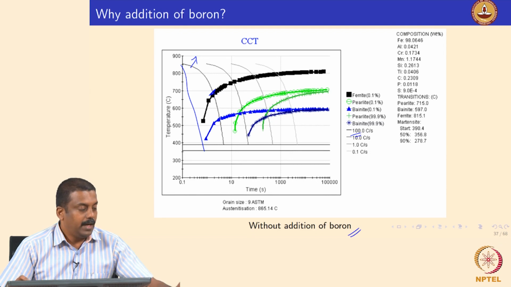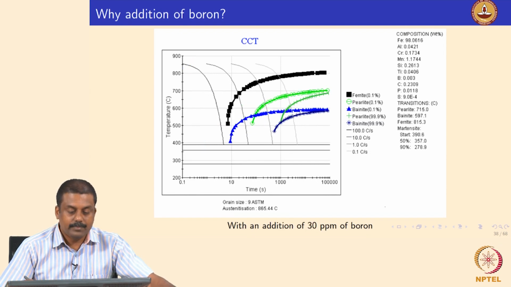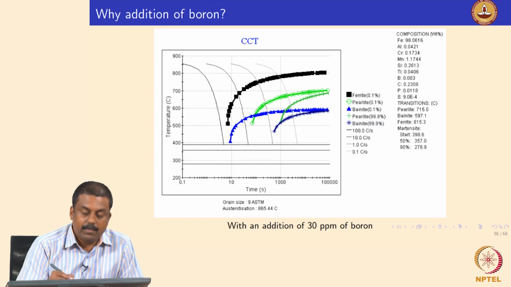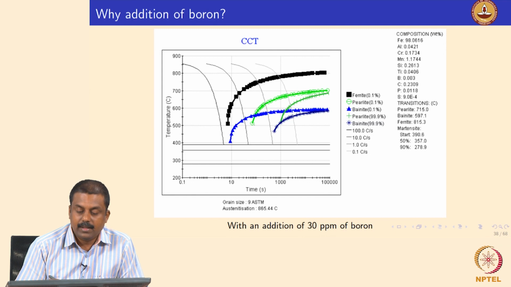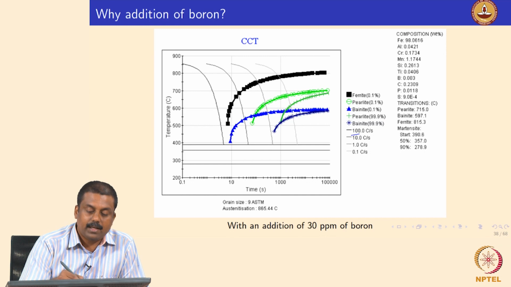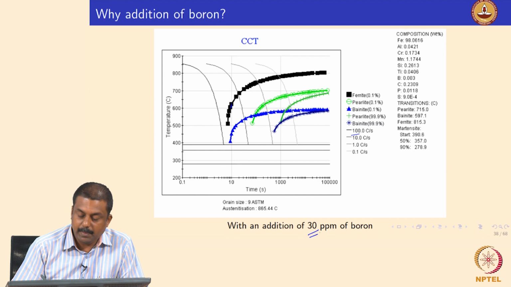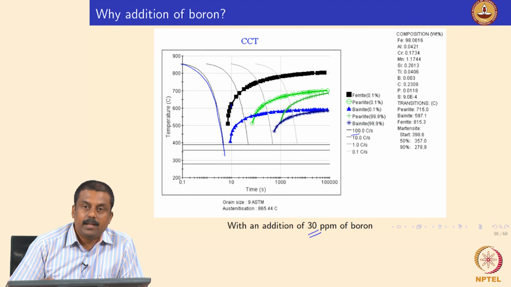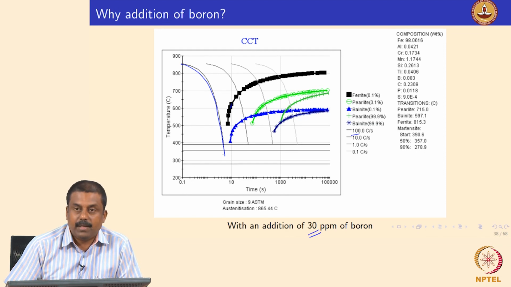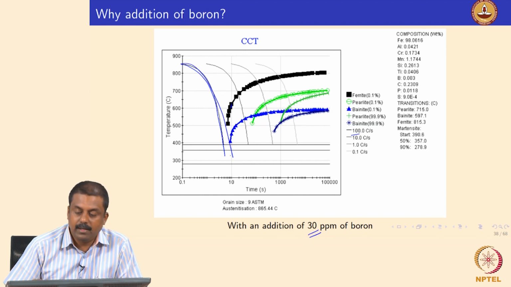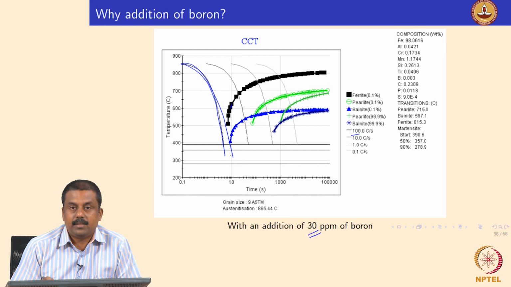So by adding 30 ppm of boron, you already see the critical cooling rate needed for martensite decreases significantly. Previously, without boron, even at 100 centigrade per second, you formed a significant amount of ferrite and bainite. Whereas just by adding 30 ppm of boron, at 100 Kelvin per second you have a fully martensitic microstructure. Even at a critical cooling rate of, say, 80 Kelvin per second, you may still get a martensitic microstructure.